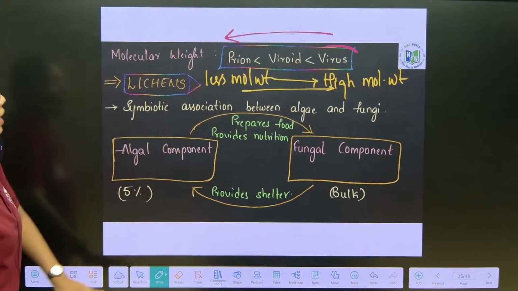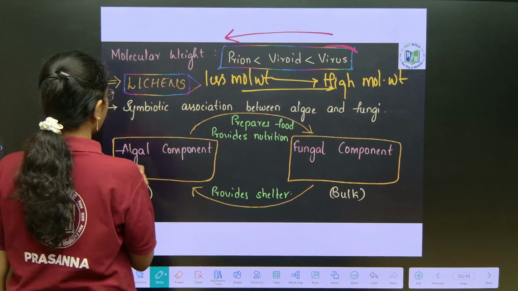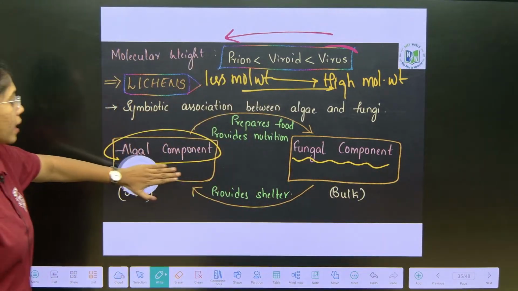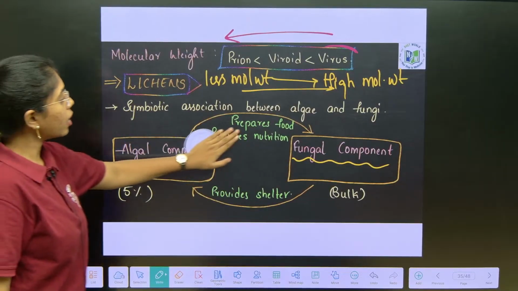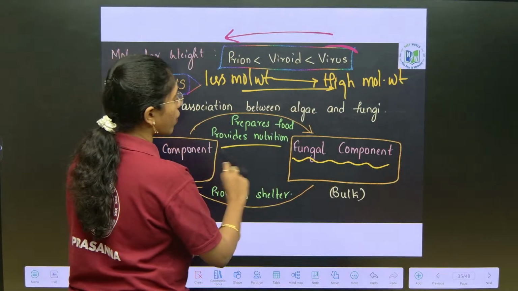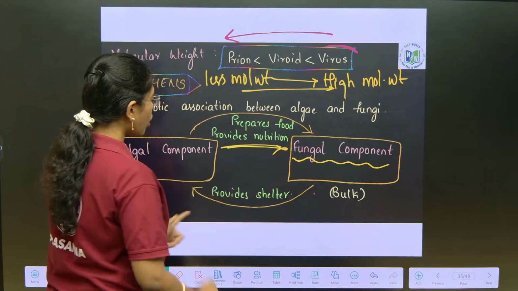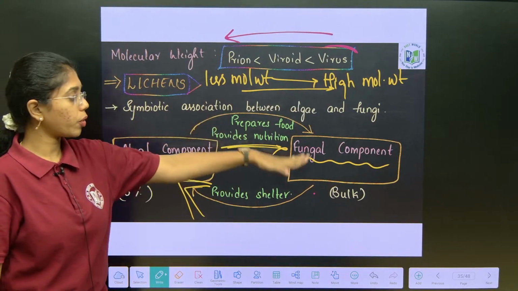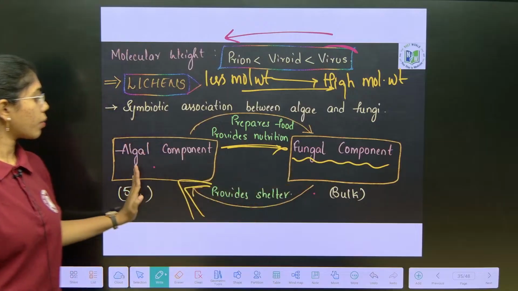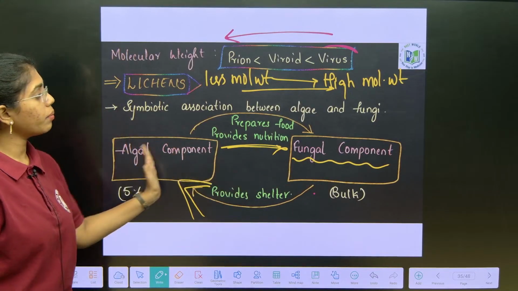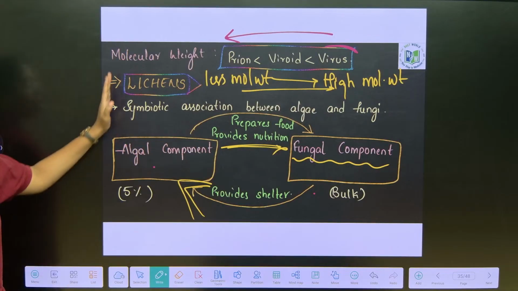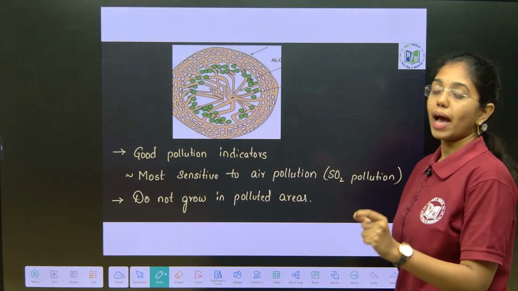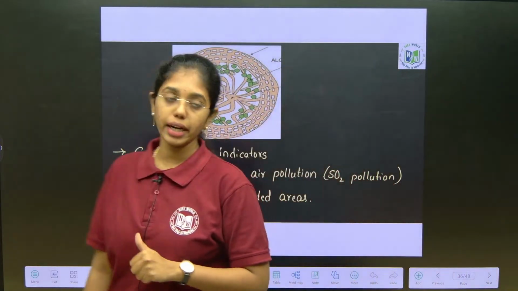Next is lichens. Lichens show a symbiotic association between an algal component and a fungal component. The algal component will prepare food and provide nutrition to fungi, and the fungal component will provide shelter to algae. This symbiotic association between algae and fungi gives out the structure of lichen, and lichens play a major role as good pollution indicators.